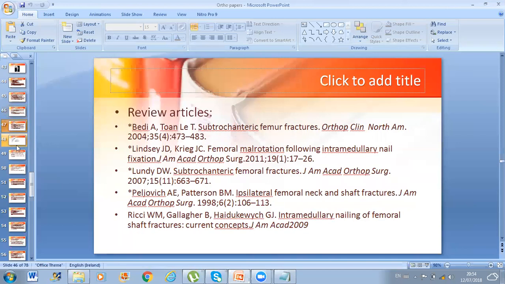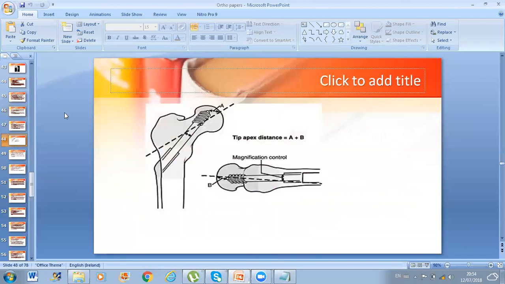These are some review articles. What is this? Who will tell me? This is tip to apex distance. While doing this, how much should it be? Less than 25 mm. Sir, it should be 0.5 to 1 centimeter. Don't say the centimeters. Just say 25 mm. Less than 25 mm.